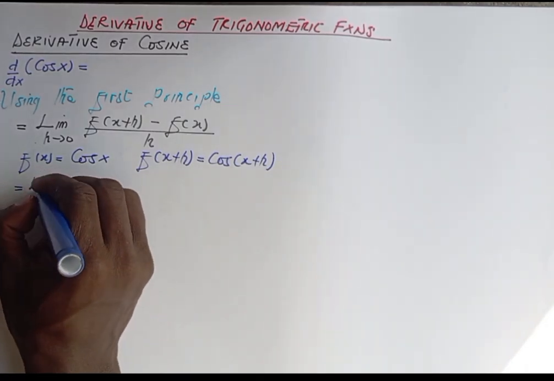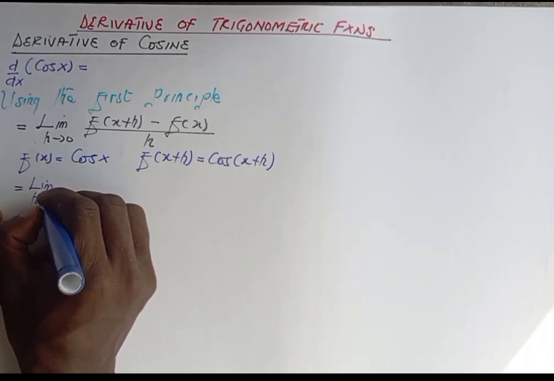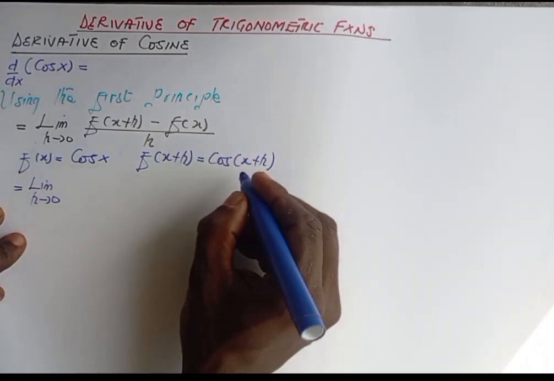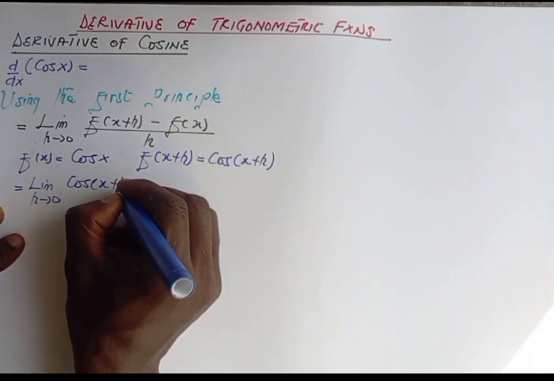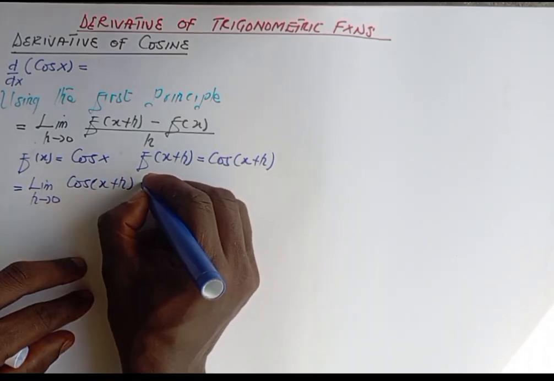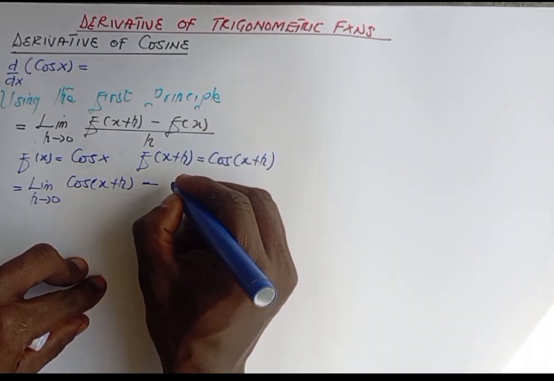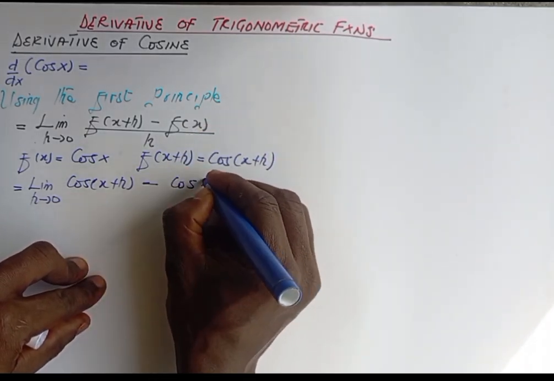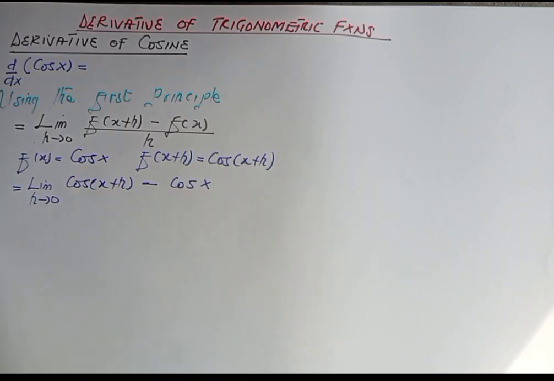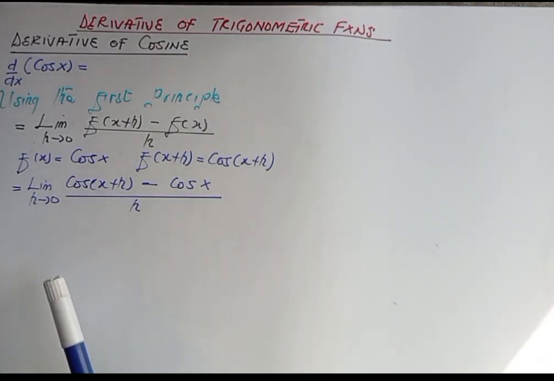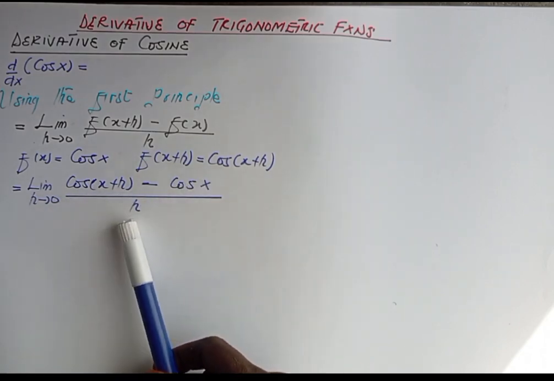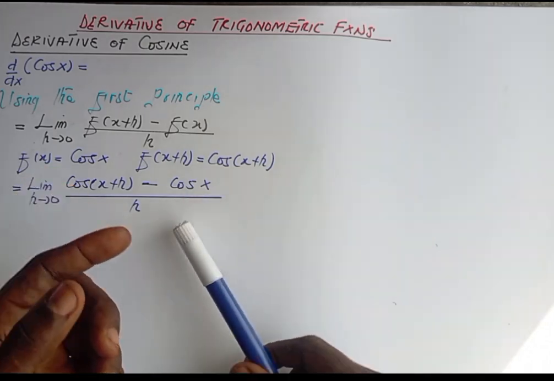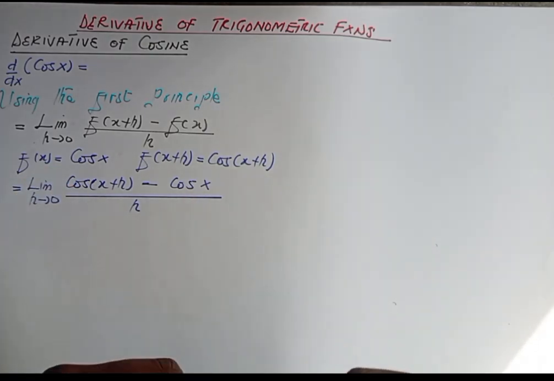the limit as h approaches 0 of cos x plus h, and then we have minus cos x, and this is all over what? h. So you all know that when we take the limit here, we are going to get cos x minus cos x all over what? h, and this is going to give us what? 0 over 0, and we don't want it in that very form.